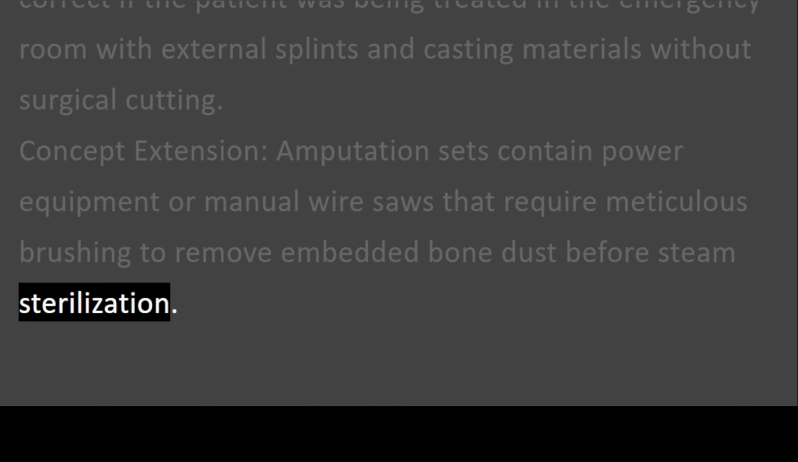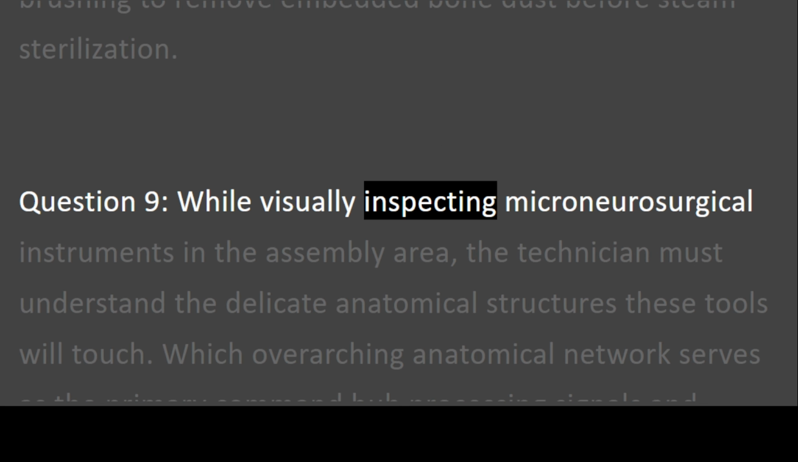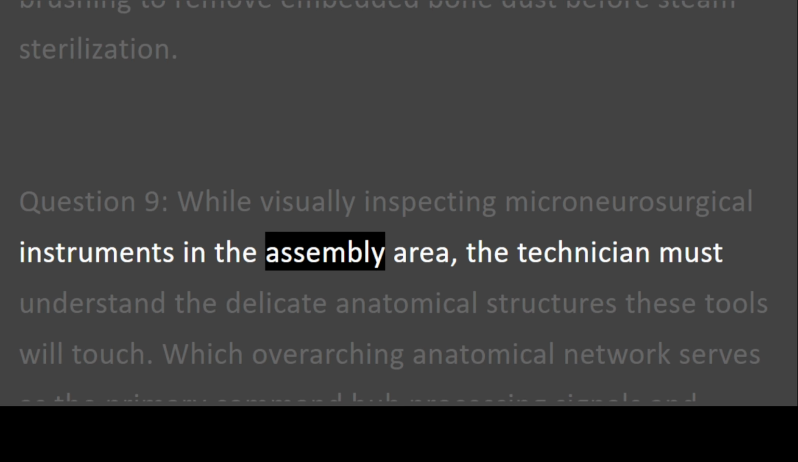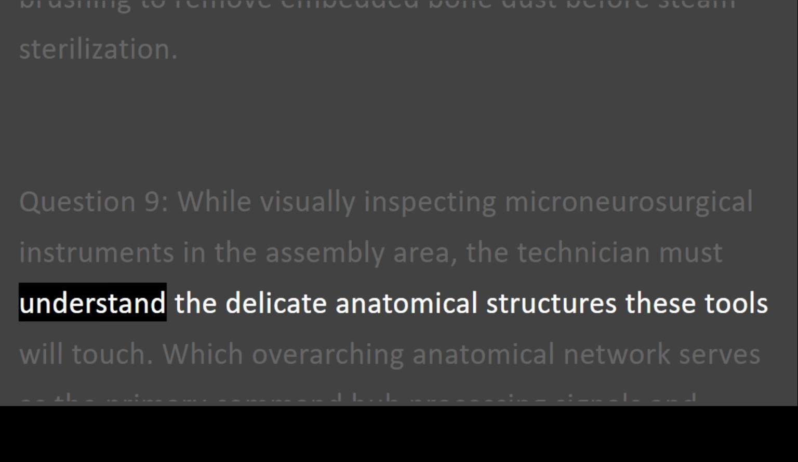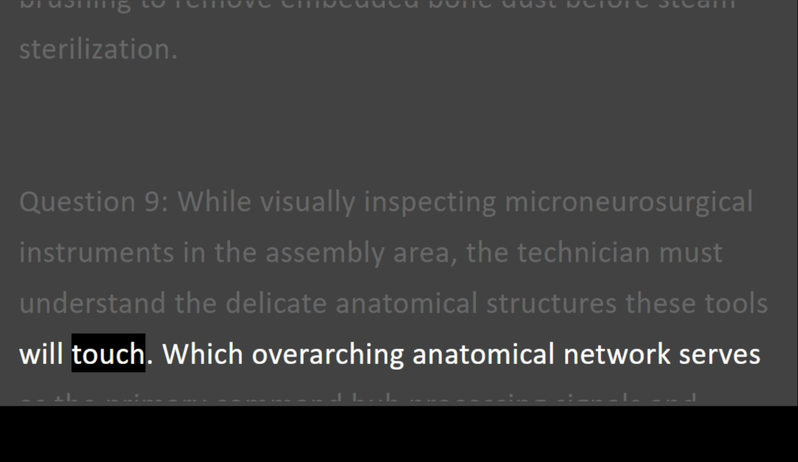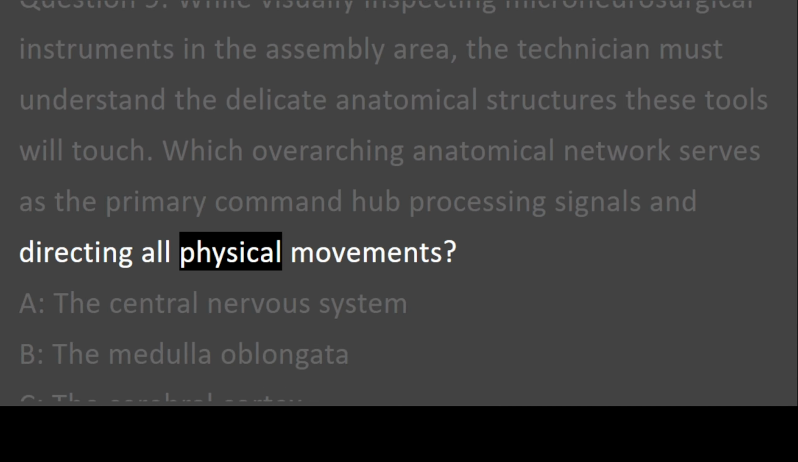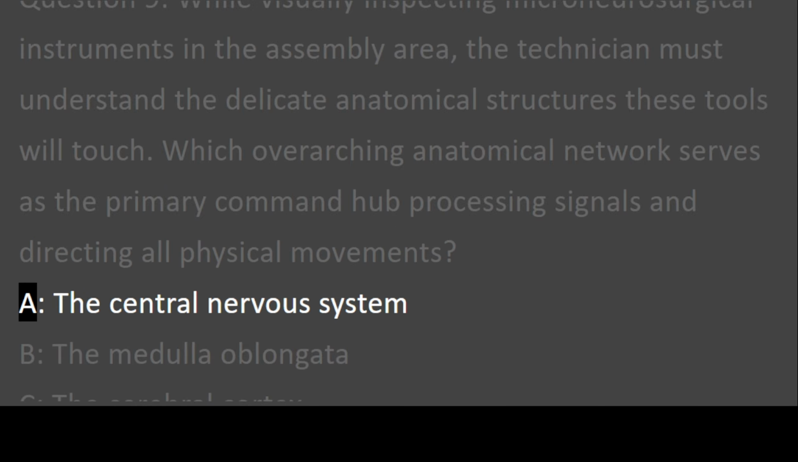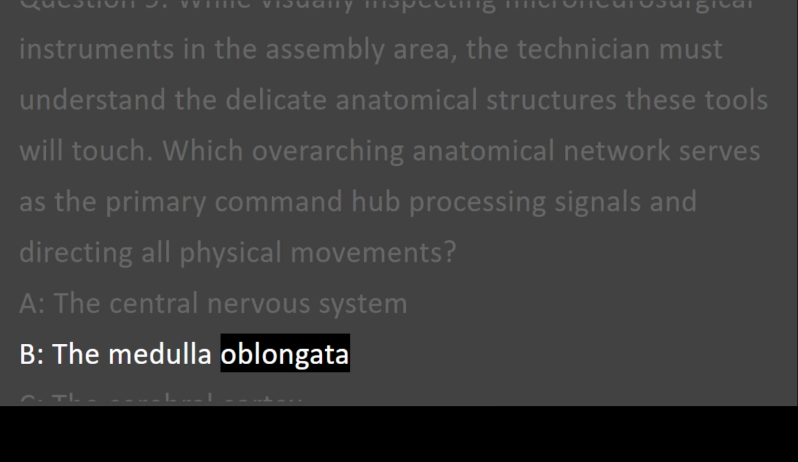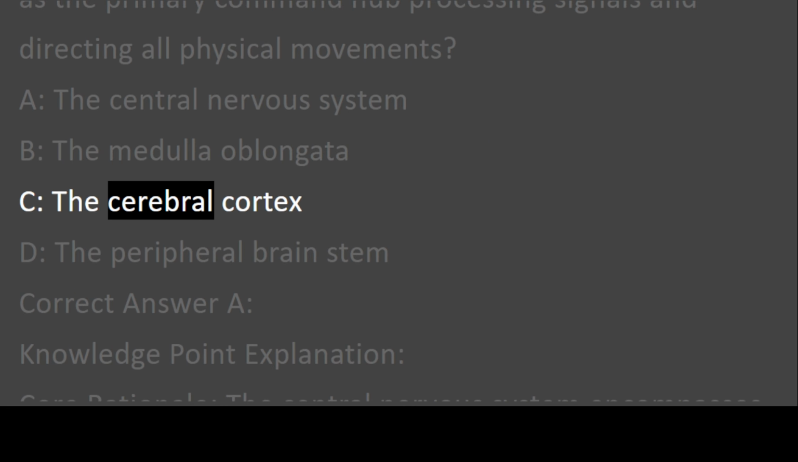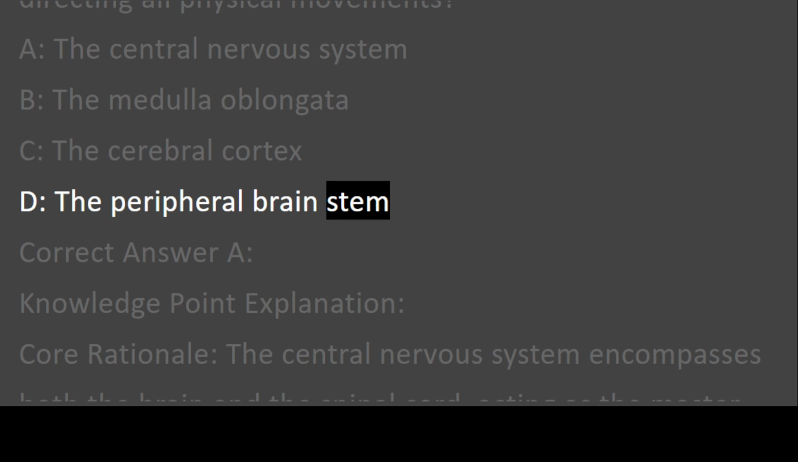Question 9. While visually inspecting microneurosurgical instruments in the assembly area, the technician must understand the delicate anatomical structures these tools will touch. Which overarching anatomical network serves as the primary command hub processing signals and directing all physical movements? A. The central nervous system. B. The medulla oblongata. C. The cerebral cortex. D. The peripheral brainstem.